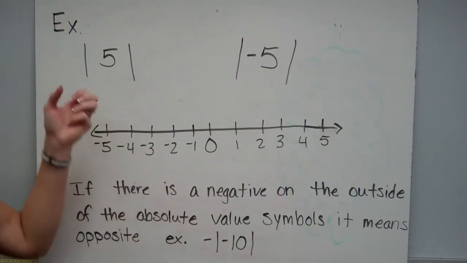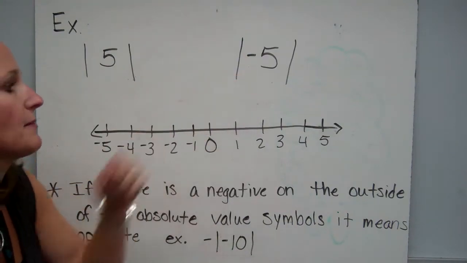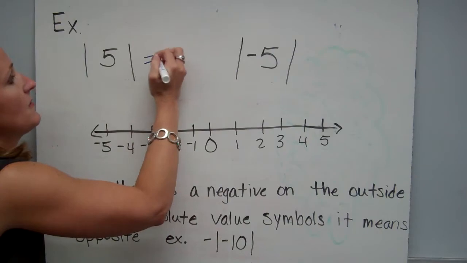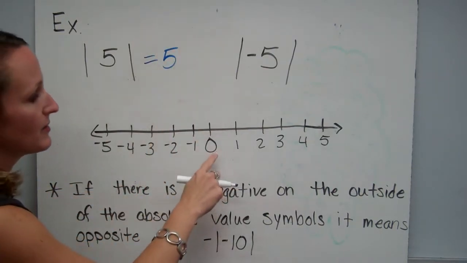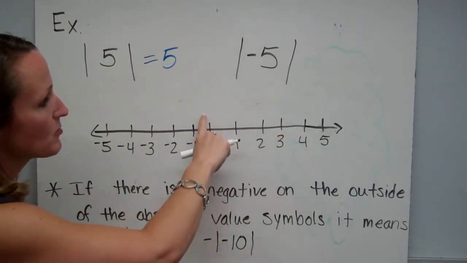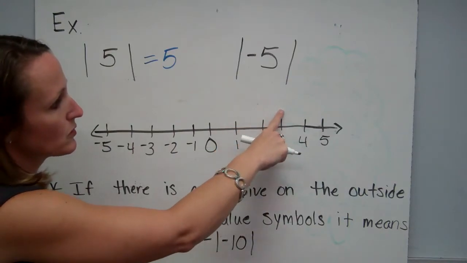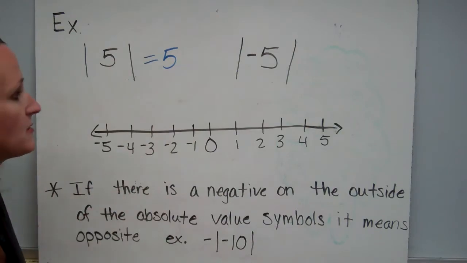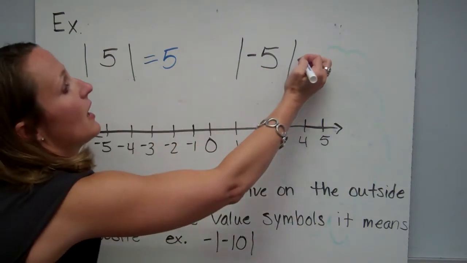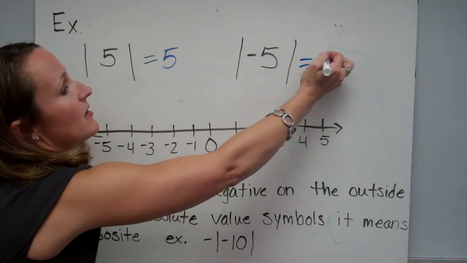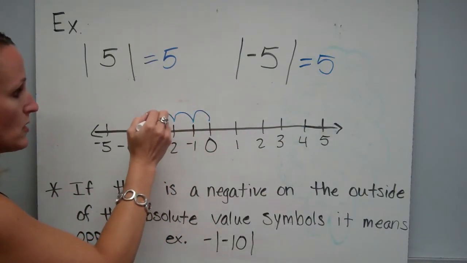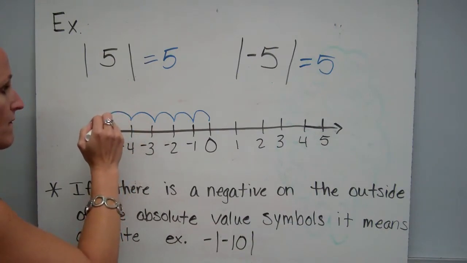So if I ask you the absolute value of 5 and the absolute value of negative 5, you should get the same answer. Absolute value of 5 is 5. Why? Because if I start at 0 and go to 5, I'm going over 1, 2, 3, 4, 5 places. If I ask you the absolute value of negative 5, our answer is still 5. Because once again, I'm starting at 0 and I'm going over 1, 2, 3, 4, 5 places.